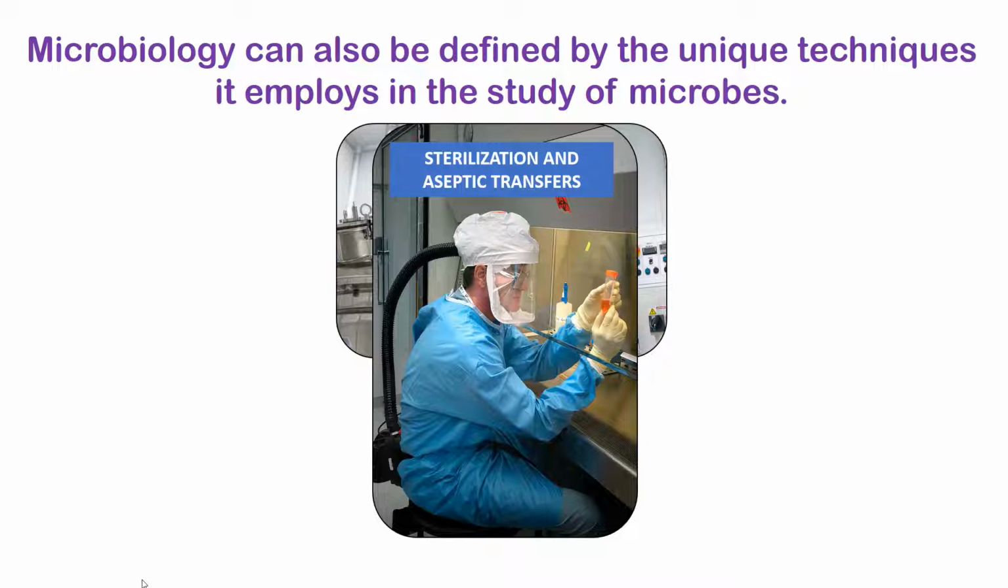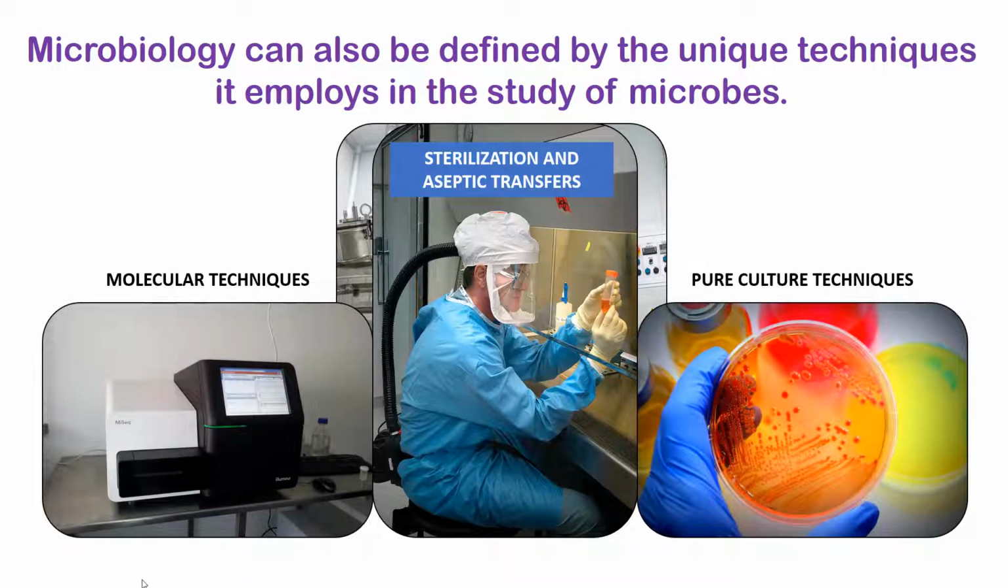For example, in this picture, the man is working on a virus, and I think he's transferring the sample to another container. And using this sort of chamber here, a biological chamber, for example, this can limit the chance that other microbes from external sources will contaminate the sample.